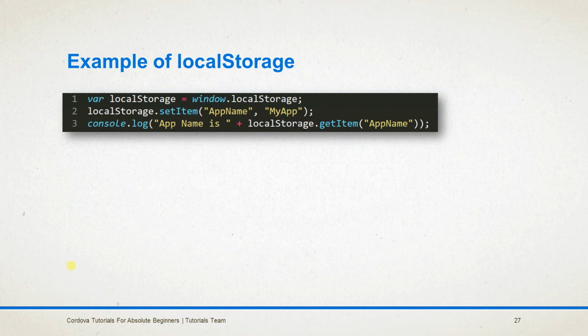First of all, we need to retrieve the local storage object, then set the values and retrieve the value by using the getItem.